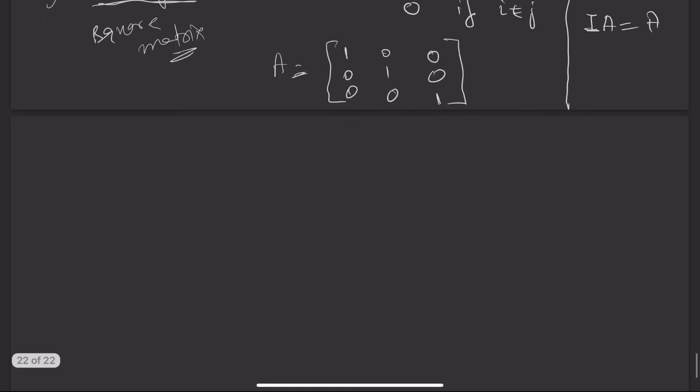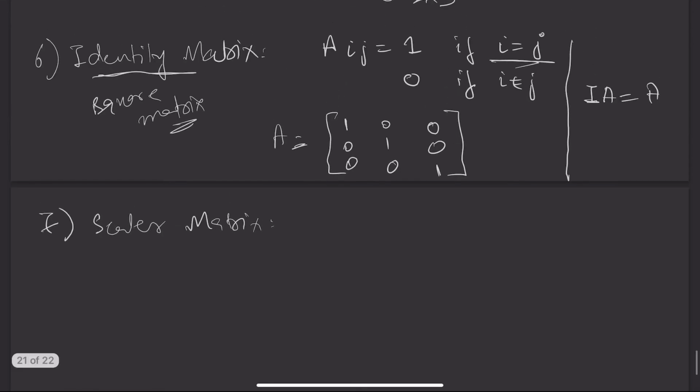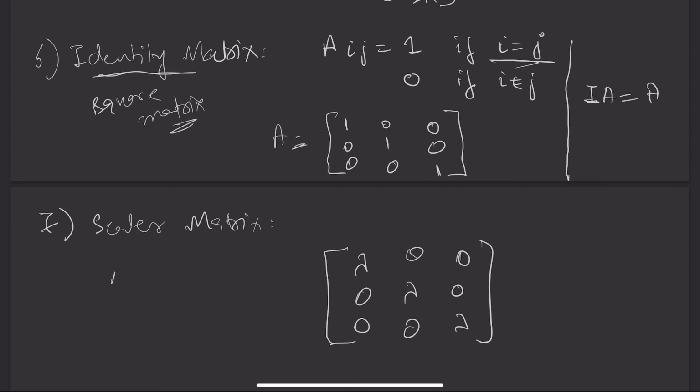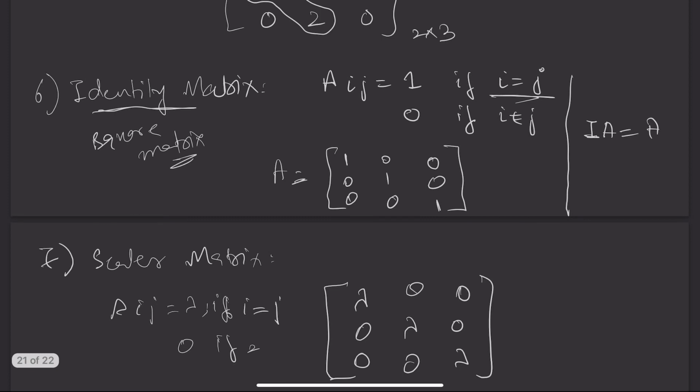So now let's see another type of matrix, which is called a scalar matrix. So what is a scalar matrix? A scalar matrix, first of all, is also always a square matrix. And in case of a scalar matrix, the diagonal elements are a scalar quantity. For example, instead of 1, we have, let's say, a lambda, a scalar quantity. So this is a scalar matrix where Aij equals lambda if i is equal to j and 0 otherwise. So actually, an identity matrix is also a special case of scalar matrix where lambda is equal to 1.